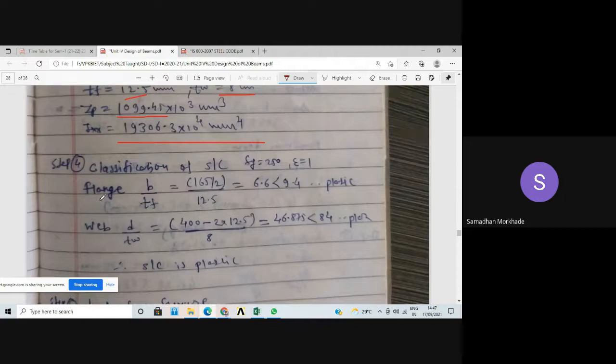B by TF. First of all, we have to classify both flange as well as web. So for flange, B by TF, B means that is the BF by 2, width of flange divided by 2.